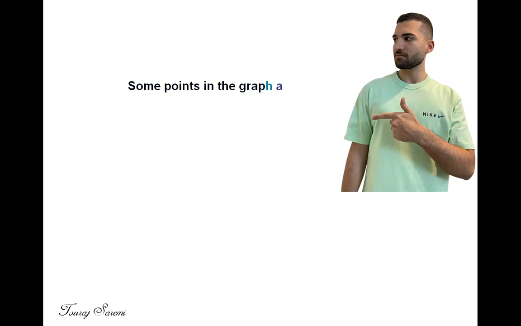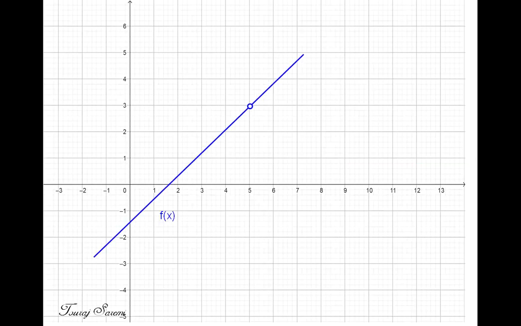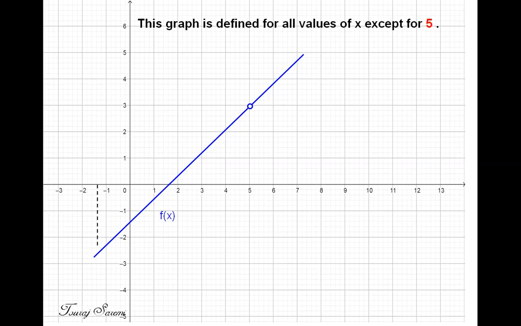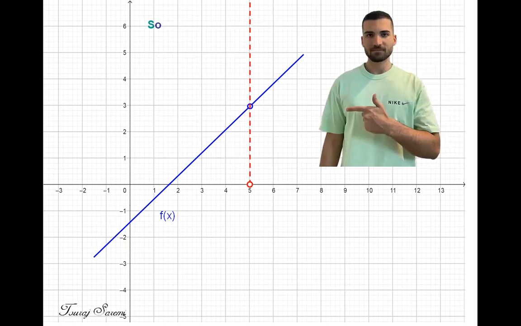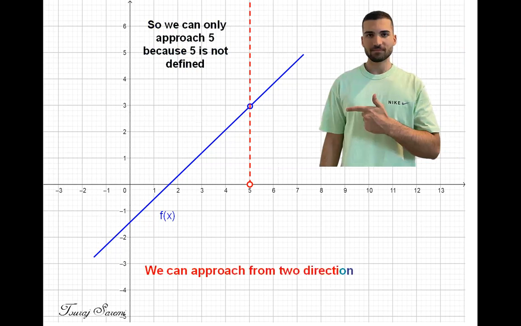Some points in the graph are undefined, but it is still possible to get very close to them. Look at this graph. This graph is defined for all values of x except for 5. So we can only approach 5 because 5 is not defined. We can approach from two directions, left or right.